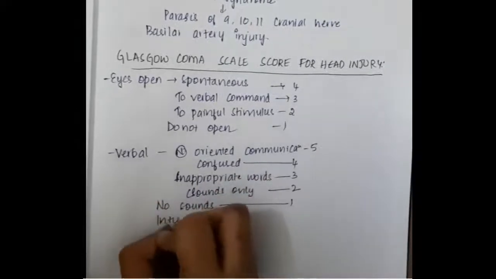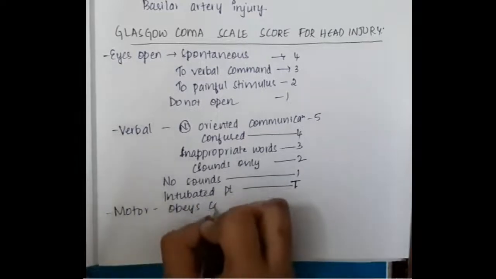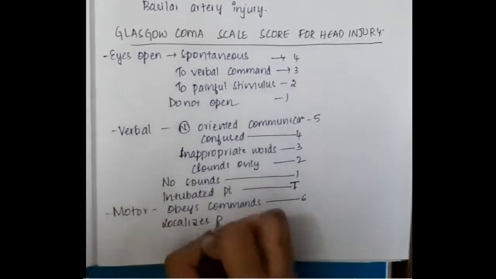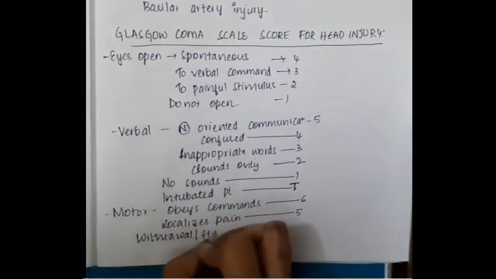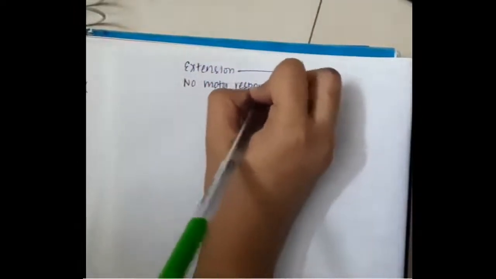If only incomprehensible sounds are heard, then the score is 2. If they do not talk at all, then the score is 1. If the patient is intubated, the score is T for intubation. Then we have motor response. The patient obeys commands: 6. Localizes pain: 5. Flexion or withdrawal: 4. Abnormal flexion: 3. Extension: 2. And no motor response: 1.